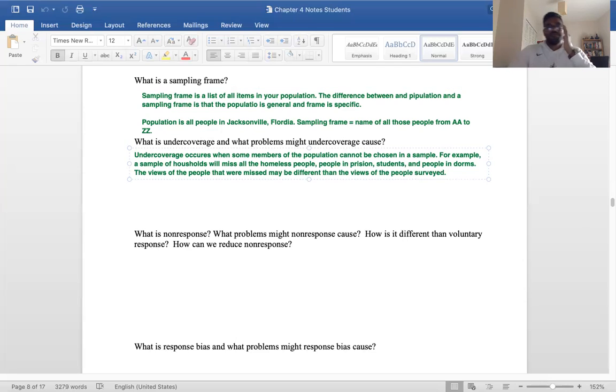Okay. So think about if someone went around door to door during the day, right? You're only going to get people who are not working, right? And those people who are not working may have night jobs, and those people may have significantly different opinions than those that are working during the day. So this can lead to bias.